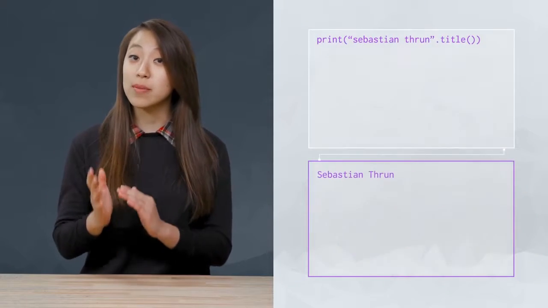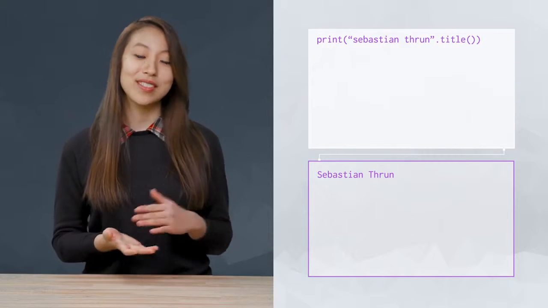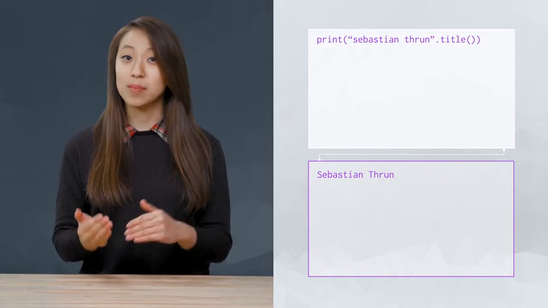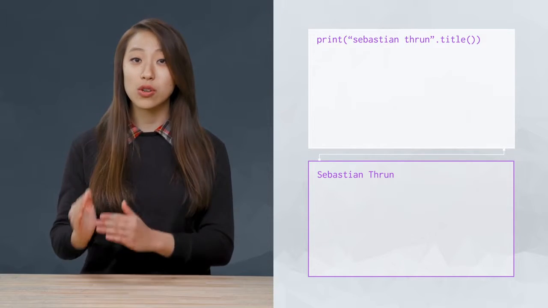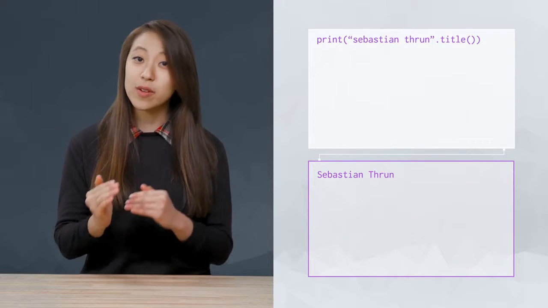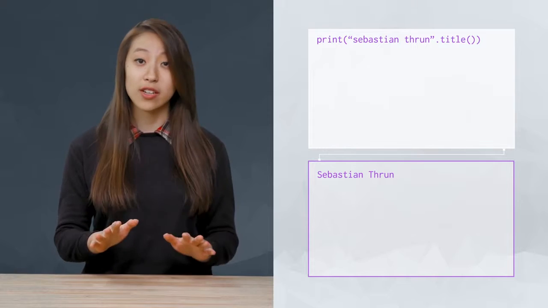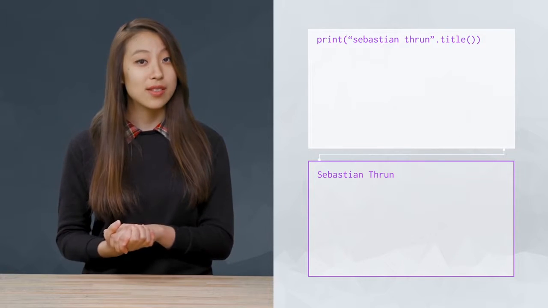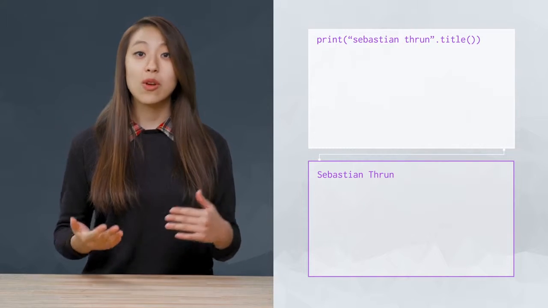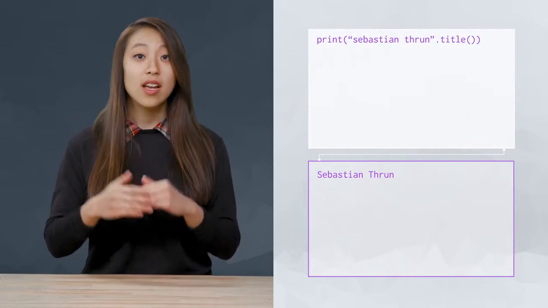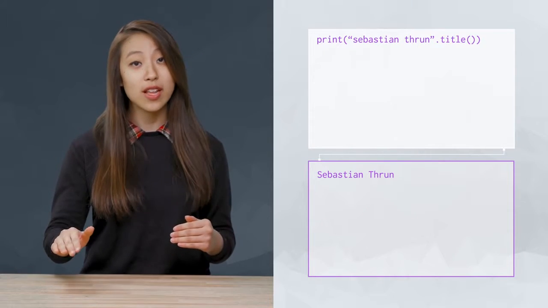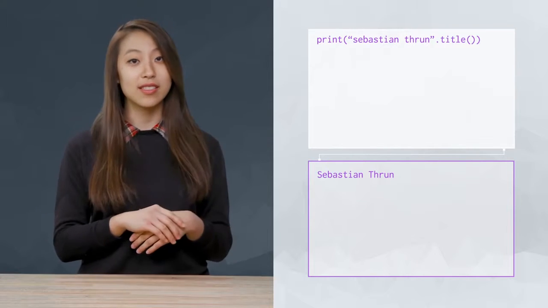The best way to learn about methods is with an example. Consider this title method. Methods are related to functions, but unlike functions, methods are associated with specific types of objects. That is, there are different methods depending on the type of data you're working with. In this example, the object is a string with the value Sebastian Thrun, and we are calling its title method. The method returns a string in title case, meaning the first letter of each word is capitalized.